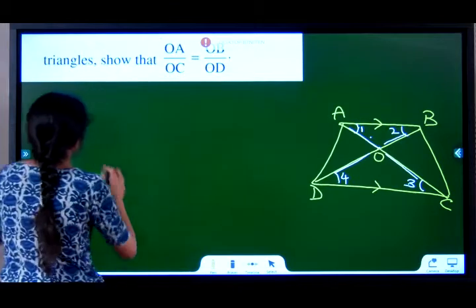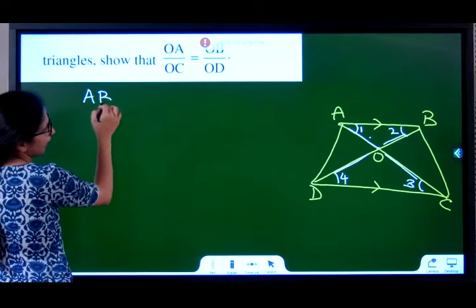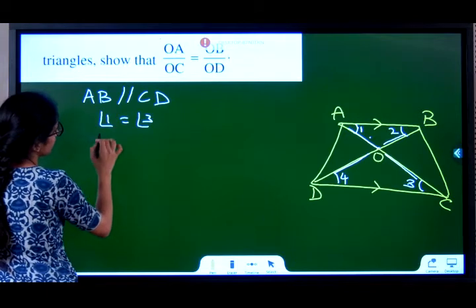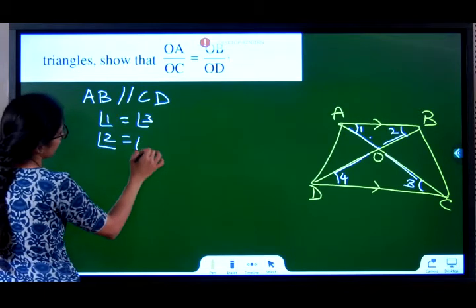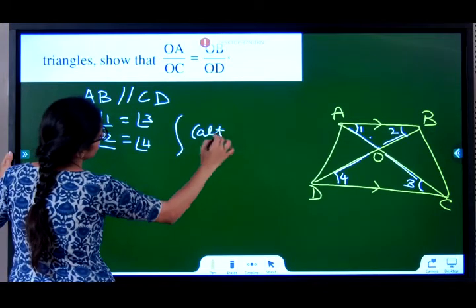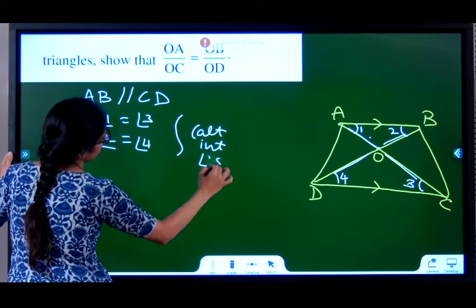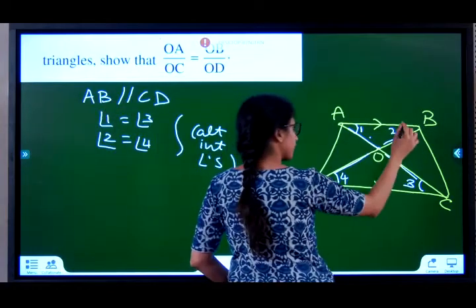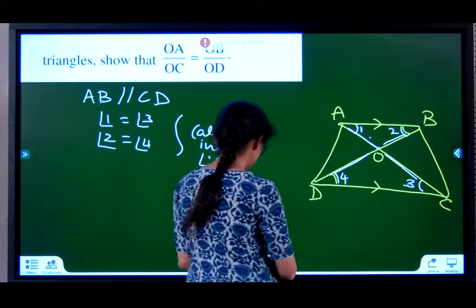Yes? So, AB is parallel to CD. So, I can say angle 1 equals angle 3. Angle 2 equals angle 4. So, what can we say? Why? How did this happen? Alternate interior angles. So, observe carefully. 1 and 3 match, 2 and 4 is a match.